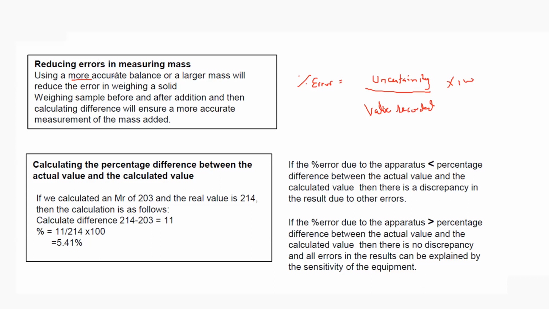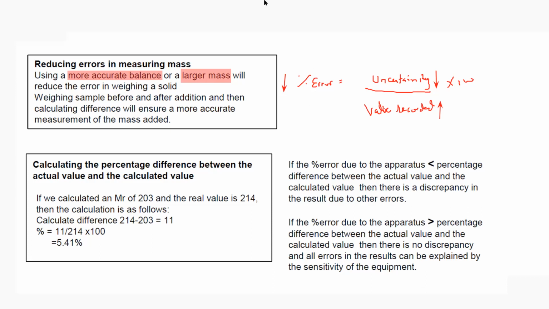By using a more accurate balance, because a more accurate balance will have smaller uncertainty. If it has smaller uncertainty, the percentage error will be reduced. Or by measuring a larger mass, because the denominator, the value recorded, will be higher, so the percentage error will be reduced. And weighing the sample before and after addition, then calculating the difference, ensures a more accurate measurement for the mass added.